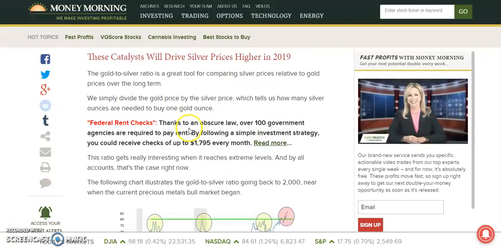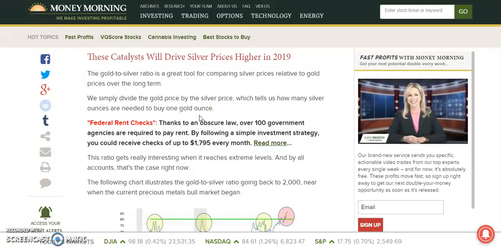The gold to silver ratio is a great tool for comparing silver prices relative to gold prices over the long term. We simply divide the gold price by silver price, which tells us how many ounces of silver are needed to buy 1 ounce of gold. So I'll break this down real simple, real quick.